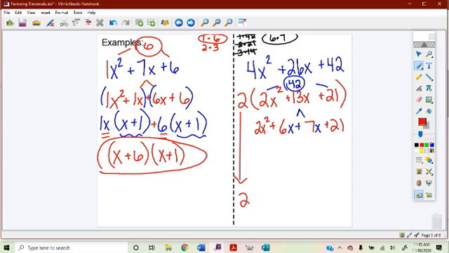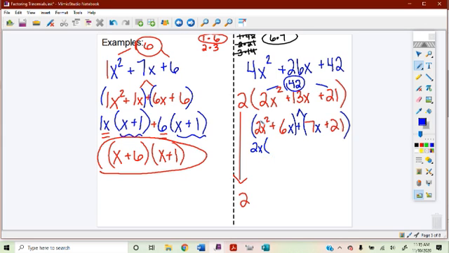So from this, I factor with grouping. I'm going to put those in a group and these in a group, and I'm going to see what's common. Looking at 2x squared and 6x, I know that 2 goes into 6, and I know they both have an x. So I'm going to take 2x out.